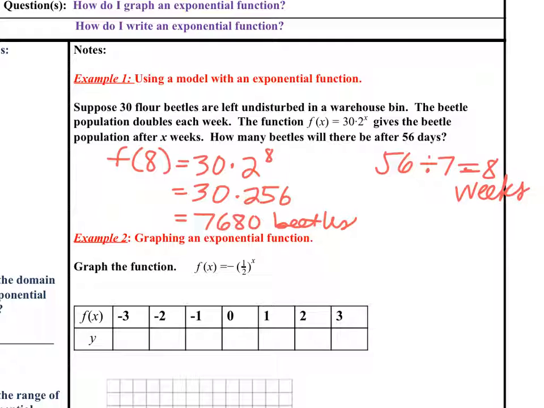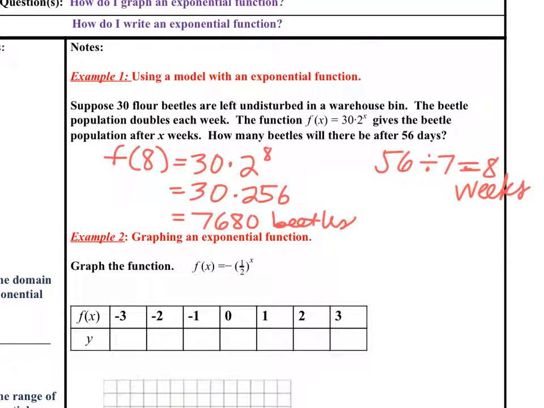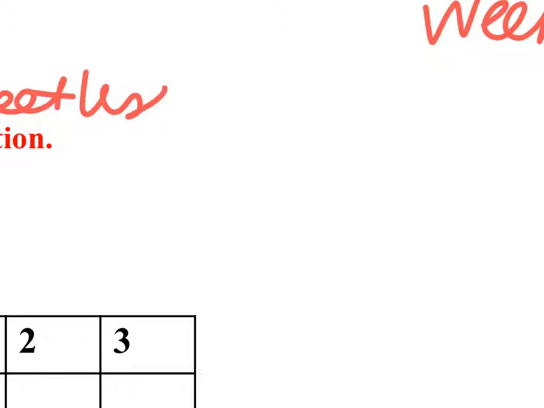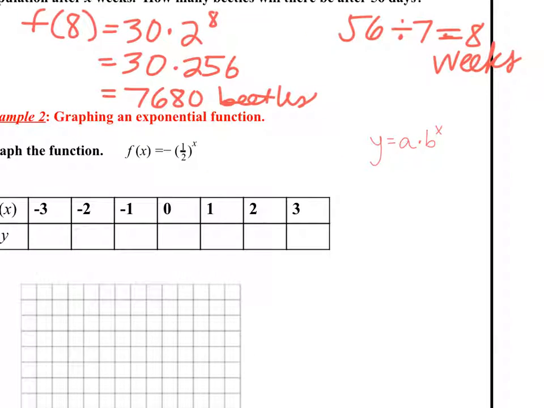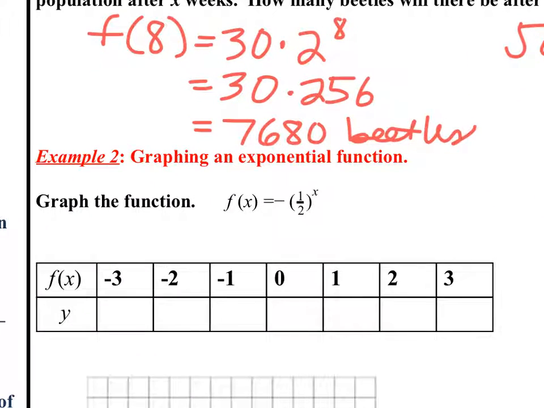Okay, next one. We did some graphing the other day, so we're going to do some more. Let me remind you, I don't need you to write this down unless you want to. When you have an exponential function, it looks like this. A, the number in front, that's your y-intercept. And B is what it's multiplying by. So you're looking for the number out in front because that's where you're going to start. This one's a little bit tricky.